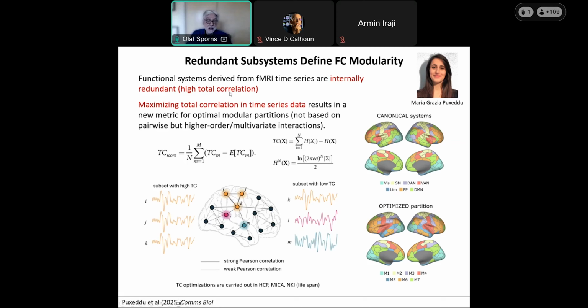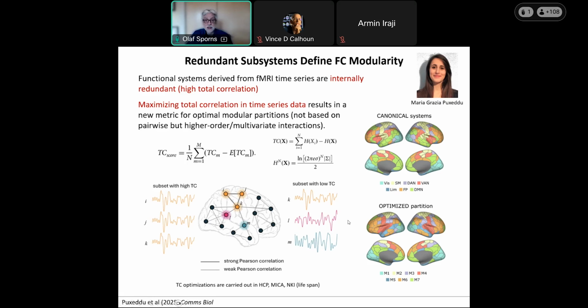We can quantify that shared information between sets of nodes as what's called high total correlation. Total correlation is a multivariate extension, as you can see in this equation at the bottom, of mutual information. Mutual information is just between two pairs of regions, while total correlation is really estimated on an ensemble or on a set of regions. We can quantify this, we can compute it, and we can use total correlation in a cost function to compute a score for a given partition of the brain. How well does that partition fare in terms of putting systems together that internally share high total correlation?